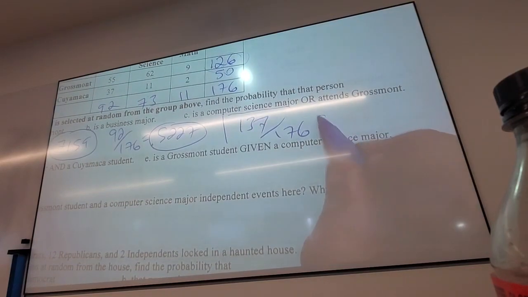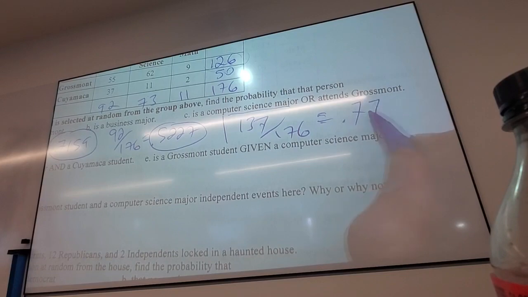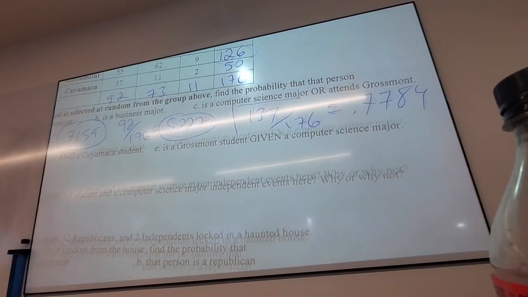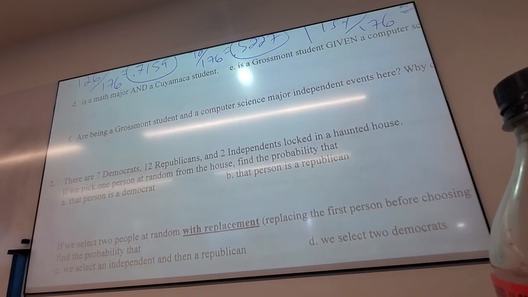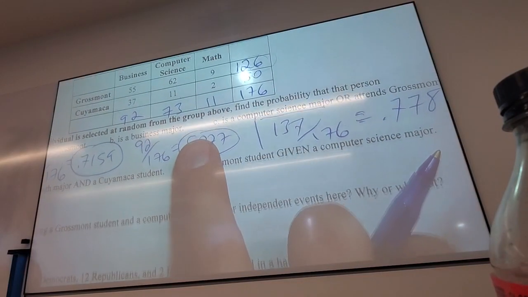Let's do the next one. 77 what? 84. 7784? Yeah. Okay. And this always trips people up, and it's the easiest question, right? If you try to use a formula on this one, it's going to be horrendous. I don't need a formula. I do not need a formula.